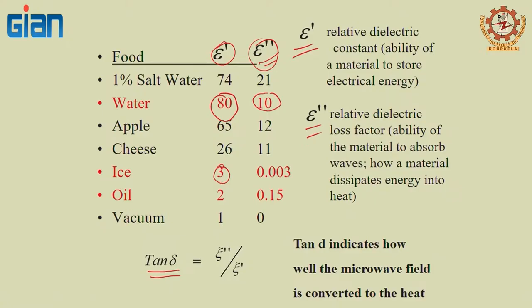That means the ability of the material to store electrical energy: ice has less ability to store compared to water. Water has more ability to store microwave. The second is that water has a double prime of 10, so it is going to dissipate much more effectively into heat, whereas ice has 0.003.